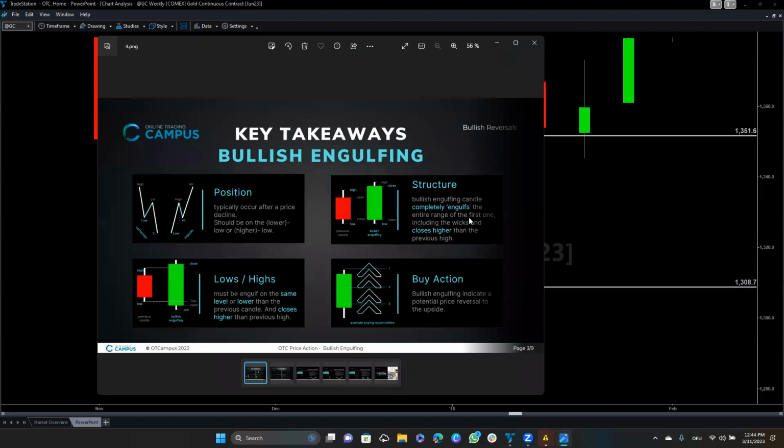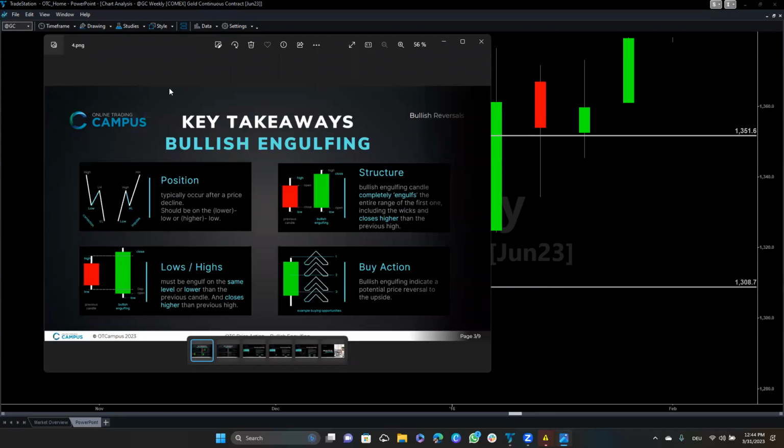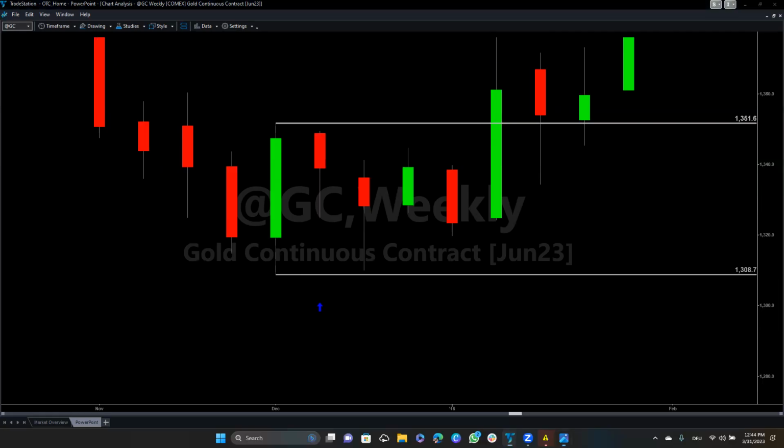Number 3, structure. The bullish engulfing candle completely engulfs the entire range of the first one, including the wicks, and the close is higher than the previous high. We include also the wicks here, right? The close is above, everything is fine. I added here a gap open a little bit lower, but in this case, it's not a gap open, it's on the same level here, right? But important is to trade below. First below in the morning, the bears are the winners, and at the end of the day, the bulls are the winners. Good. That is number 1, 2, 3.